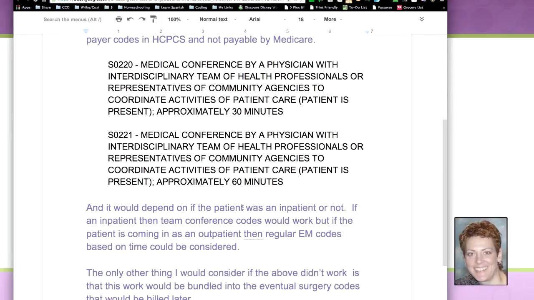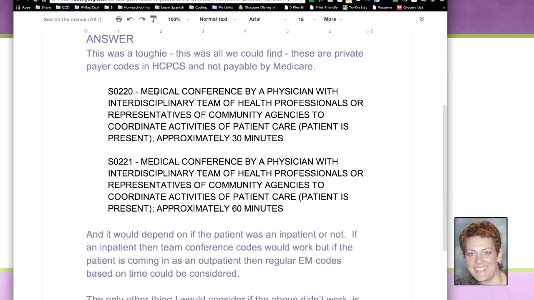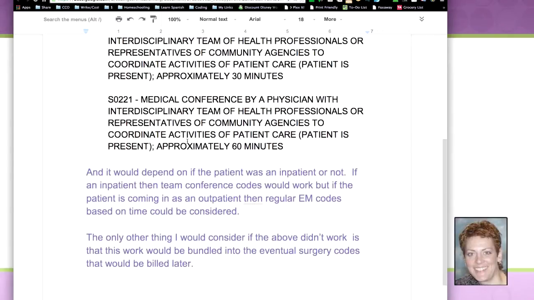And then it would really depend if the patient was an inpatient or not. I know back in the day when I used to be an occupational therapist on a rehab unit, we would have these interdisciplinary team meetings, but the patient was an inpatient. And so we were talking about discharging them or transferring them to a different level of care, that sort of thing. So I was getting the sense in reading this that the patient wasn't an inpatient. I guess I'm just filling in the blanks here, that they were an outpatient coming in, getting a consult, if you will, or a meeting this way. But if they were an inpatient and they're private pay, then you could probably use these codes.